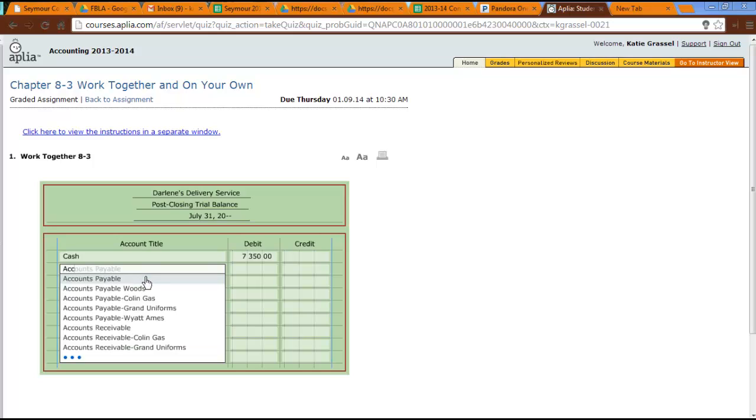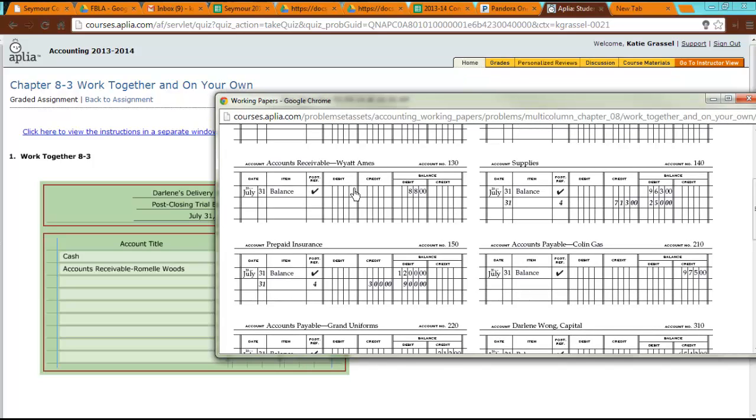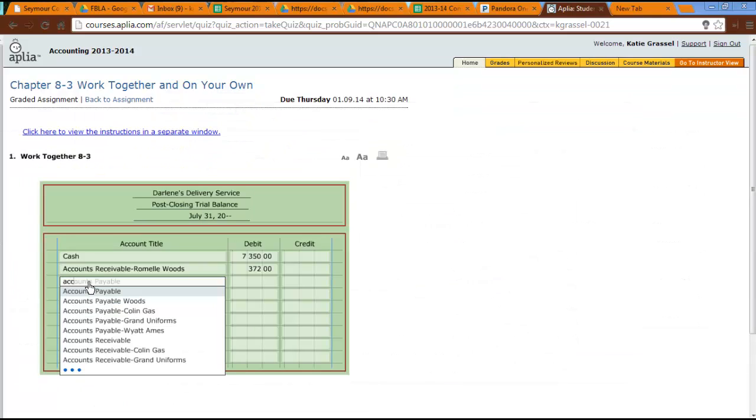Accounts receivable, Romel Woods, is going to be my next one. And you'll notice that accounts receivable is spelled out completely. And accounts receivable, Romel Woods, has a debit balance of $372. All I'm doing is every one of these, and again, when you split your screen, just do them in the order that they're listed here. Every account that has a balance, you're going to go ahead and list on there. So then I'm going to go accounts receivable, Wyatt Ames.